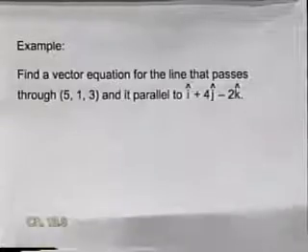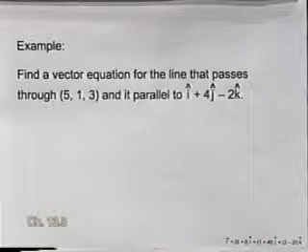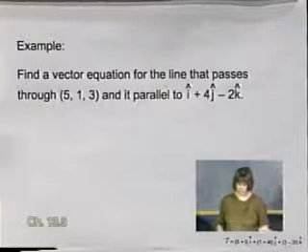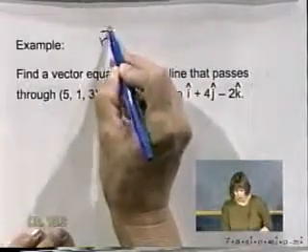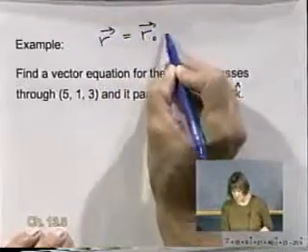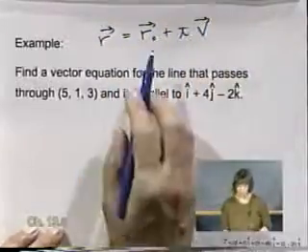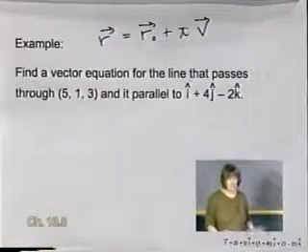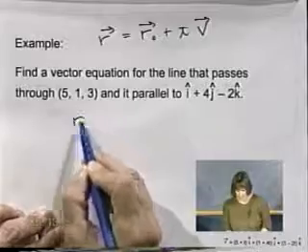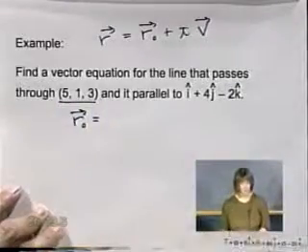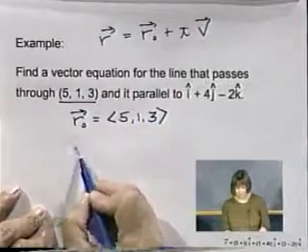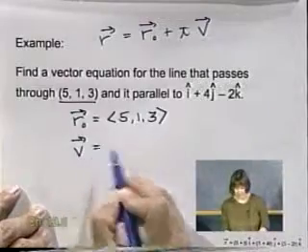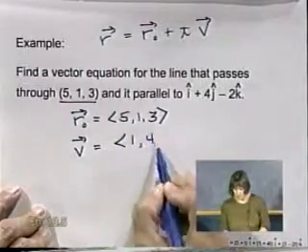Now let's just do a couple of examples. Find a vector equation of the line that passes through 5, 1, 3 and is parallel to vector i plus 4j minus 2k. Now remember, we said the vector equation is given by r is equal to r naught plus t times v. r naught's our particular point. v is the vector that's telling us in what direction to go. So what is our r naught here? The line's passing through 5, 1, 3. So that's vector 5, 1, 3. v is the vector that's parallel to our line. That's going to be vector, now what are my components? 1, 4, negative 2.